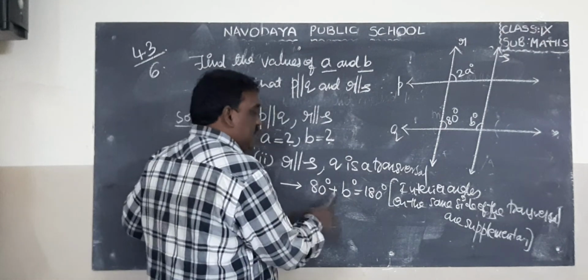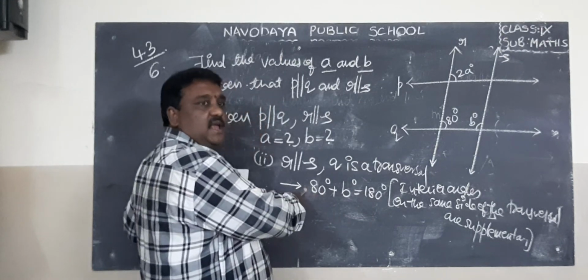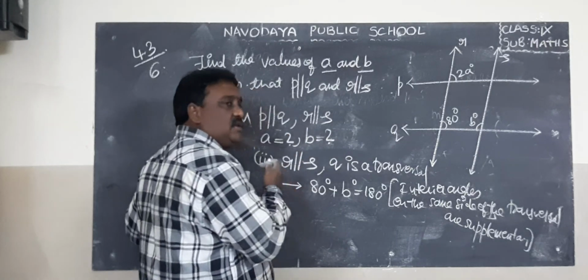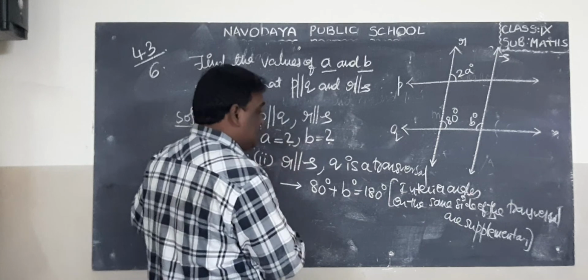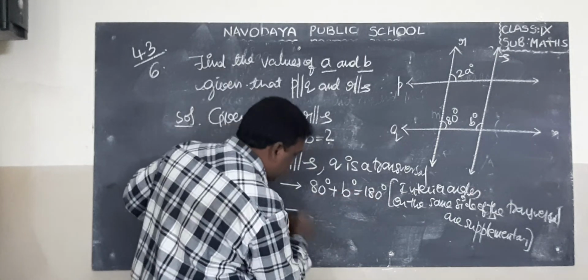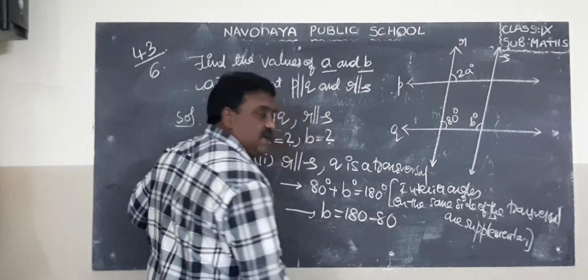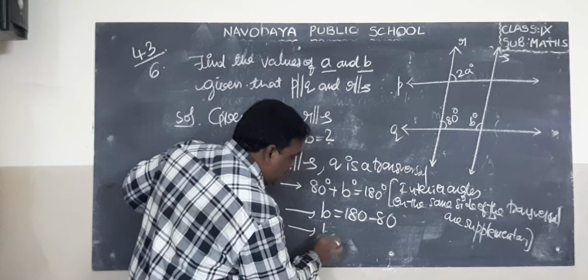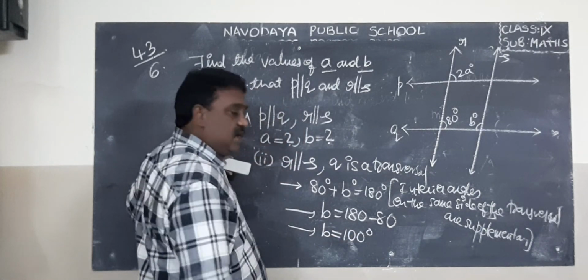So 80 plus b equal to 180. 80 is an interior angle, b is an interior angle. They lie on the same side of the transversal and they lie between the parallel lines. So because of that reason only, the sum becomes 180. b equal to 180 minus 80. So what is b value? 180 minus 80. b equal how much? 100. b equal to 100.